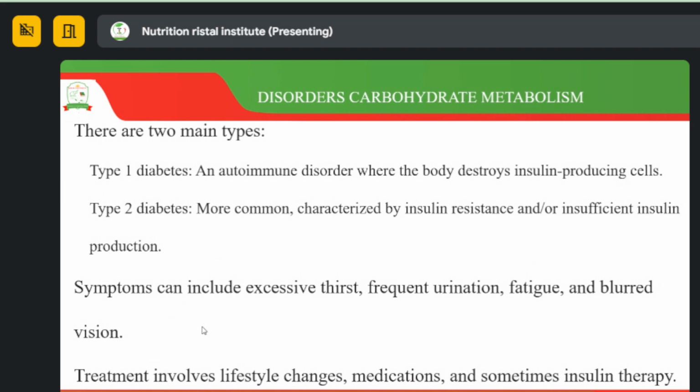Glucose, sorry, because we understand the role of insulin in glucose metabolism, as discussed earlier in one of our lectures. Then the symptoms can include excessive thirst. There is a pathophysiology for how all these symptoms come about.